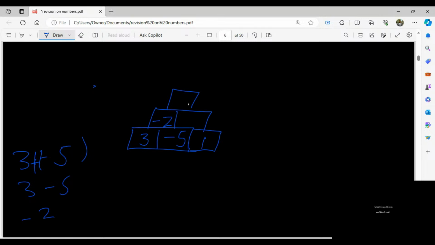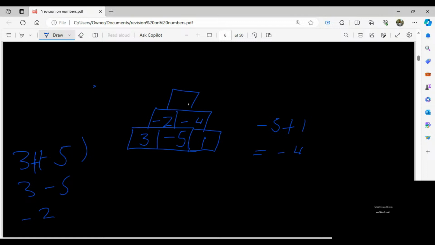All right. And then for this next number on top of these two numbers, minus 5 plus 1, if we draw a number line, we just move one place to the right, and this would give us minus 4. So our minus 4 comes here.